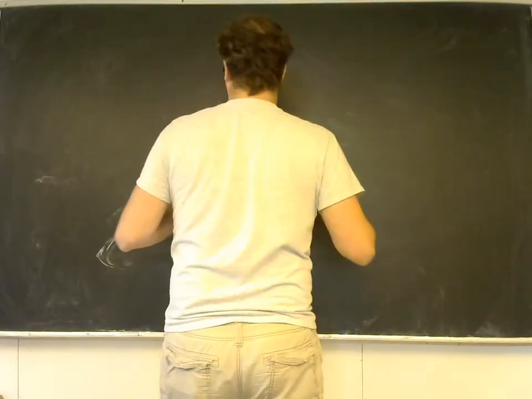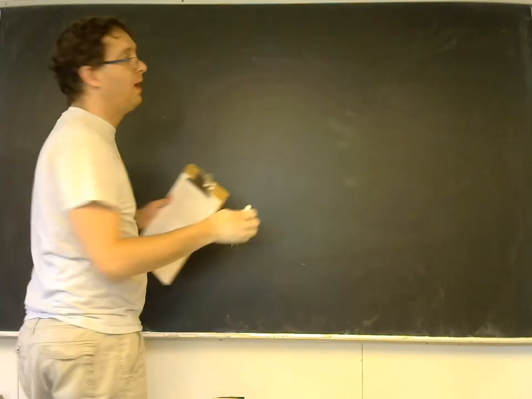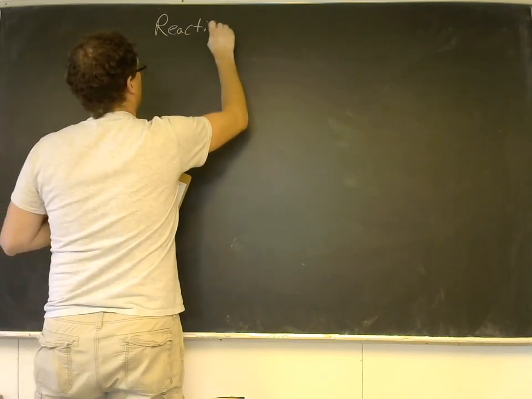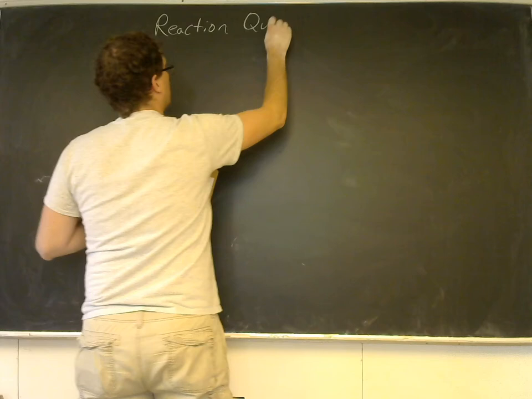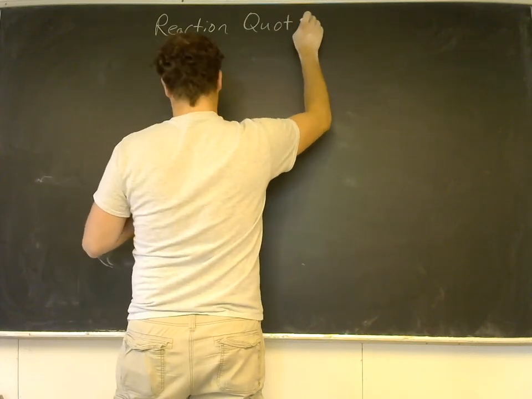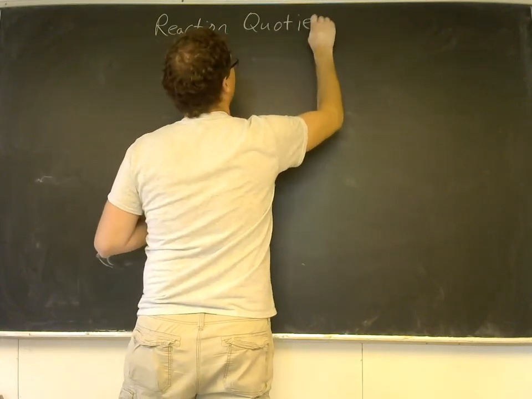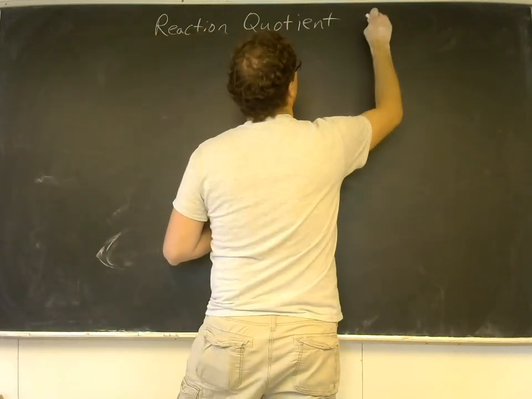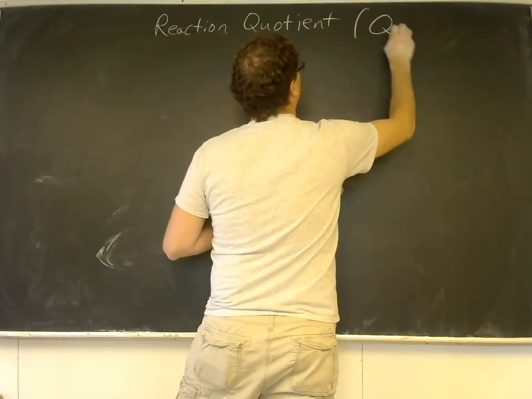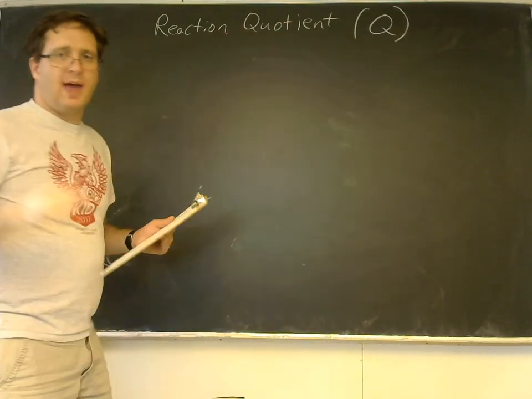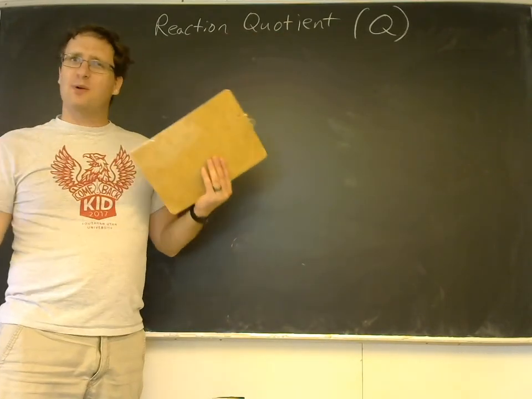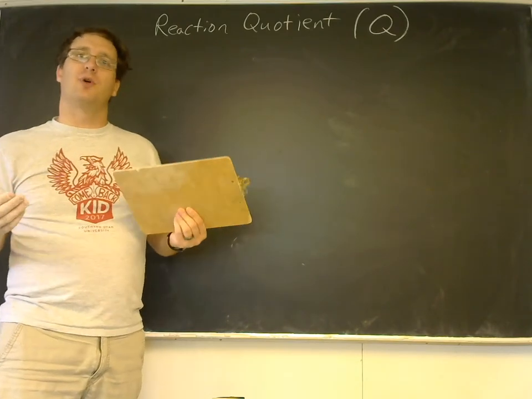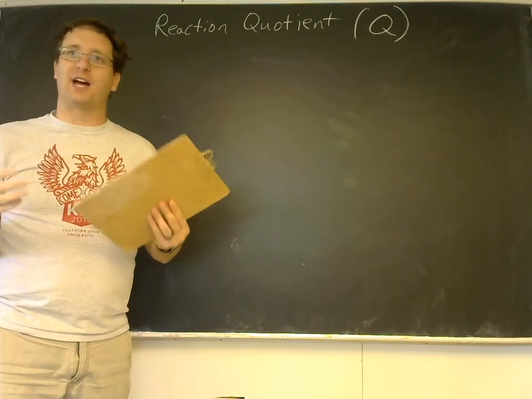Okay, now this next section has to do with the reaction quotient. Q-U-O-T-I-E-N-T. The reaction quotient is usually represented with a capital Q. And the idea is that the equilibrium expression is only mathematically true once the reaction has actually reached equilibrium conditions.